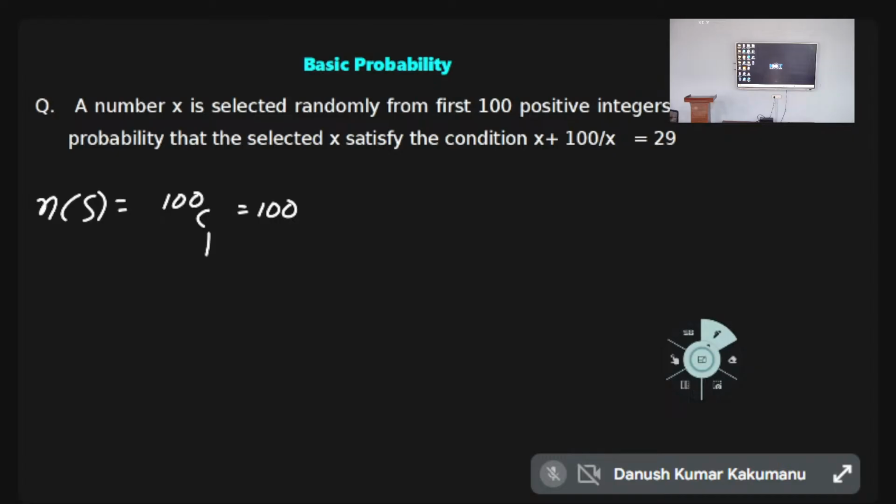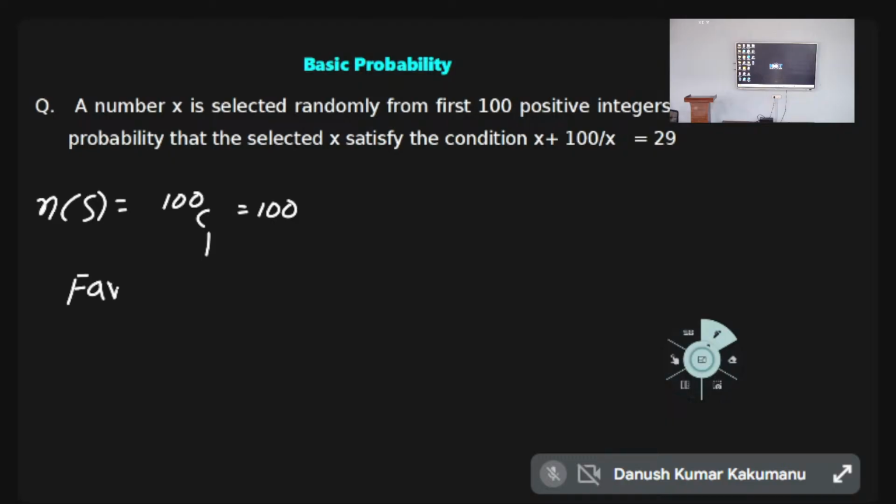Now the numerator is the question. Among all these 100 integers, how many values of x satisfy this condition? The probability that the selected x satisfies this condition. How many values of x among 100 satisfy this condition? That comes to the numerator. This is also one previous GATE question. How many x values satisfy that condition? Take that condition, the favorable cases.